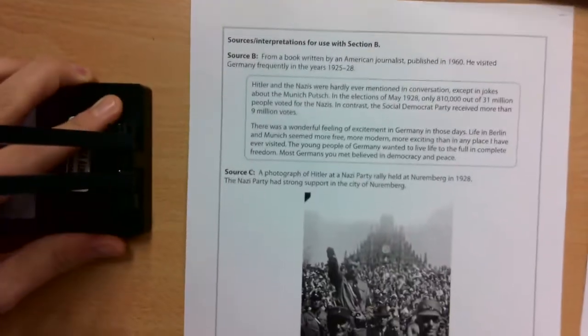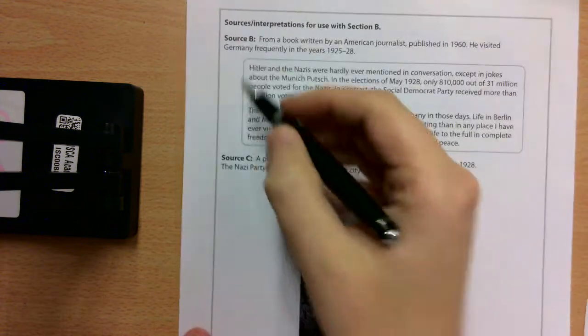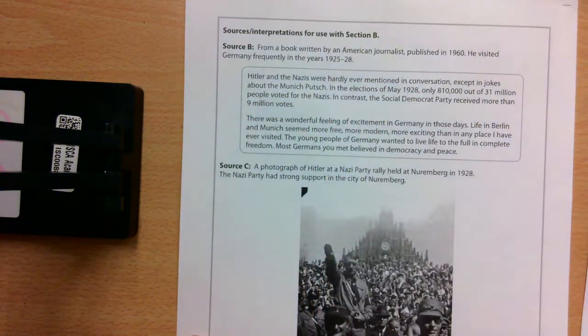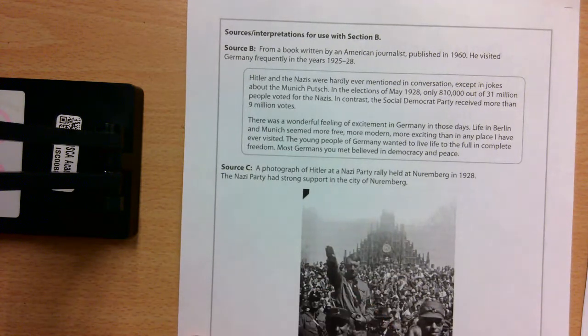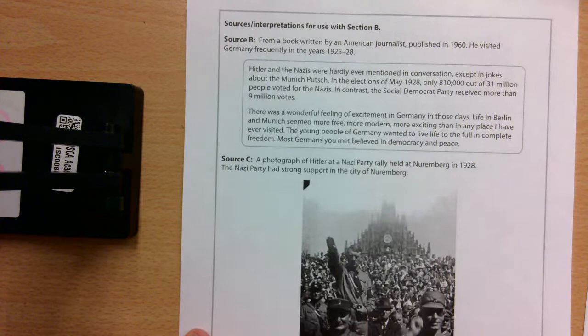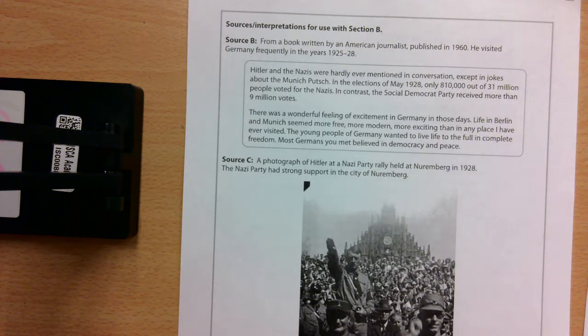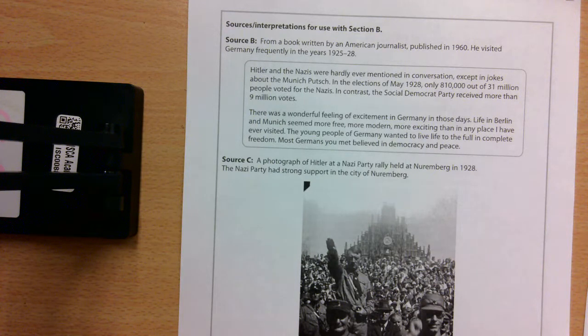Now, you will get with your paper a sources and interpretations booklet. It should be separate, or it will be at the back of your paper. And here we go. It says up here, sources and interpretations for use with section B. So we know we're in the right place. So we've got source B here and source C here. More often than not, you'll have one that's visual and one that is written. Not always, but more often than not. Okay, and like I said, they're gonna disagree with each other in some kind of way. It's up to us to try and find that. That is the topic of questions 3B, C, and D.